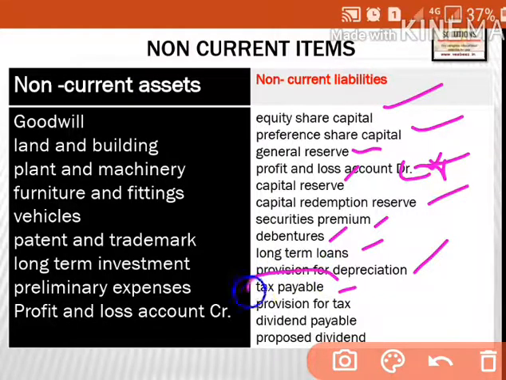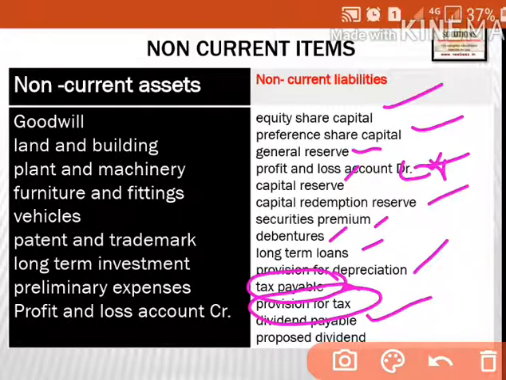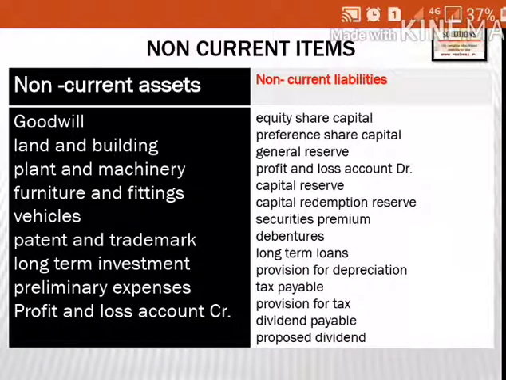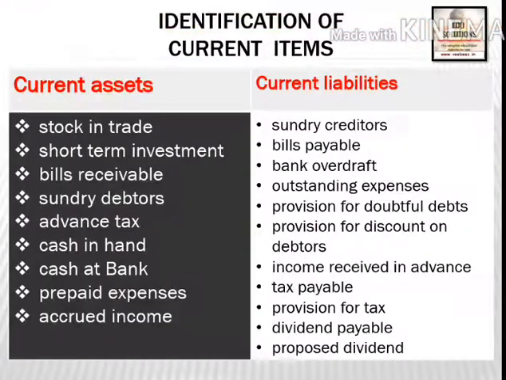Tax payable we have taken, it may be taken as current item or non-current item. Provision for tax, it may be taken as current item or non-current item. Dividend payable may be taken as current item or non-current item. Proposed dividend may be taken as current item or non-current item. So these items can be taken either as current item or non-current item. The rules regarding whether it should be taken current or non-current will be discussed later in our next videos. So with this topic we have identified the different items of current and non-current items.